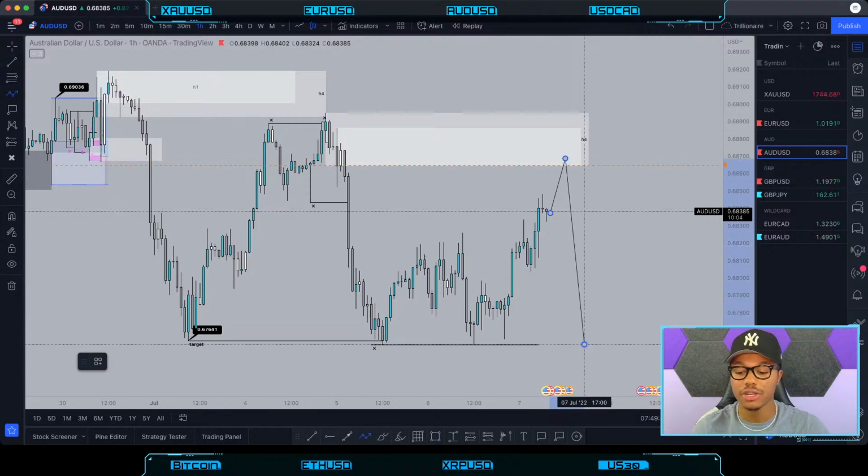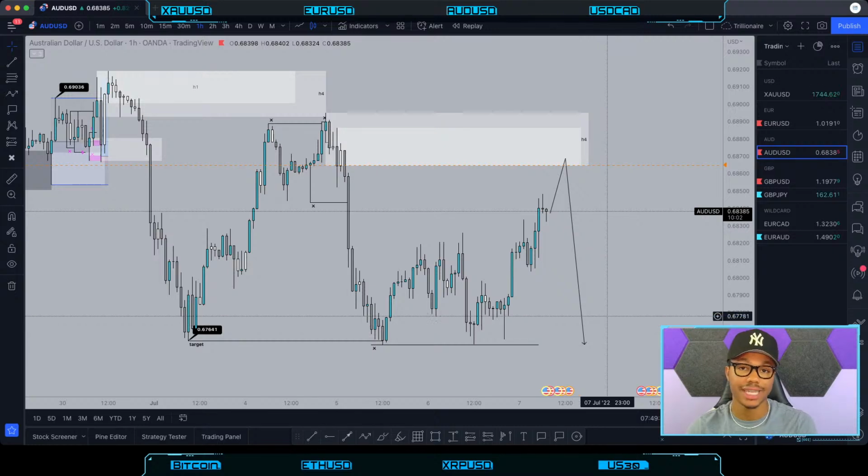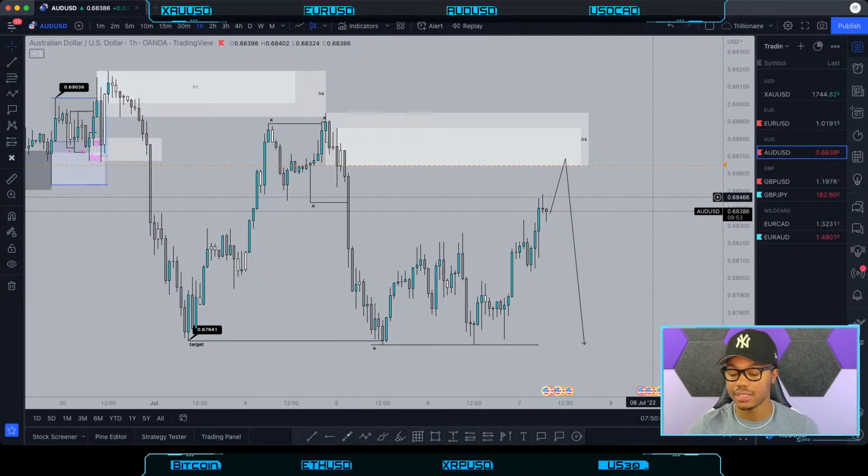But that may turn into somewhat of an intraday type of move. I can't tell you guys that it's going to hit target within session, because I don't think it's going to hit target within session. So just keep those little things in mind.